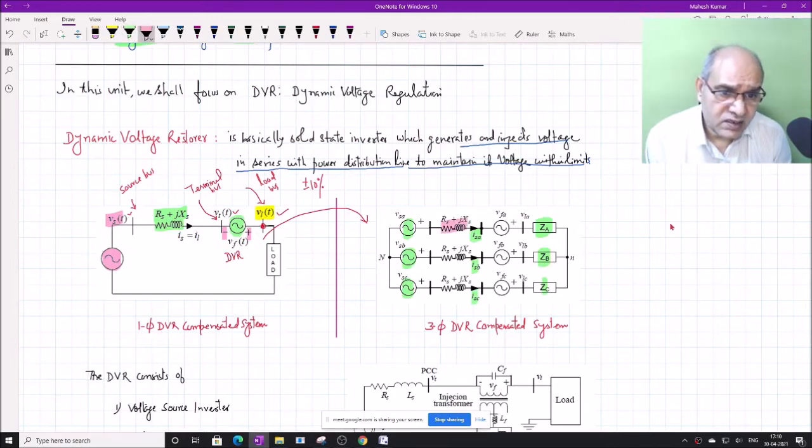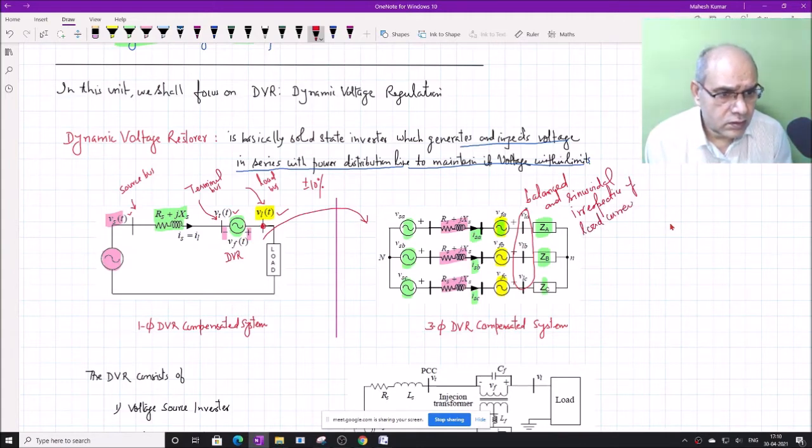Then feeder impedances for each phase are shown here, and then we apply the DVR voltage here for each phase, VFA, VFB and VFC, so that VLA, VLB, VLC, these voltages should remain balanced and sinusoidal, irrespective of load currents and variations in the source voltages. These voltages should be regulated.